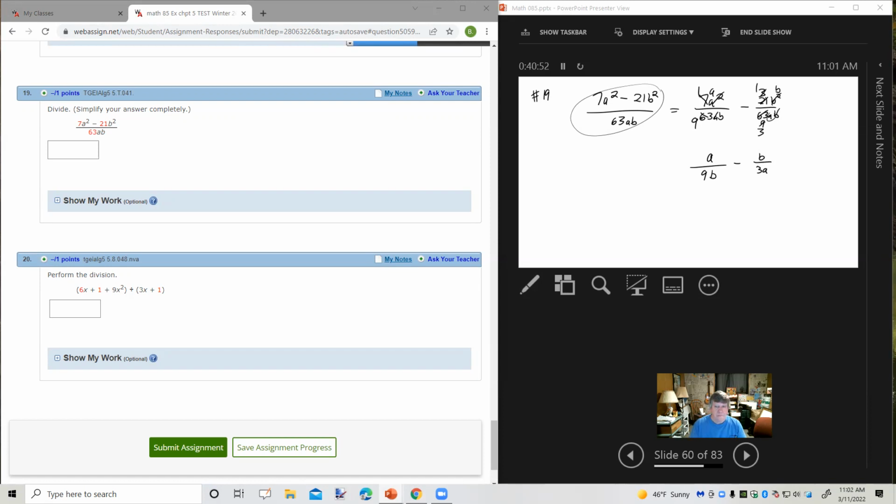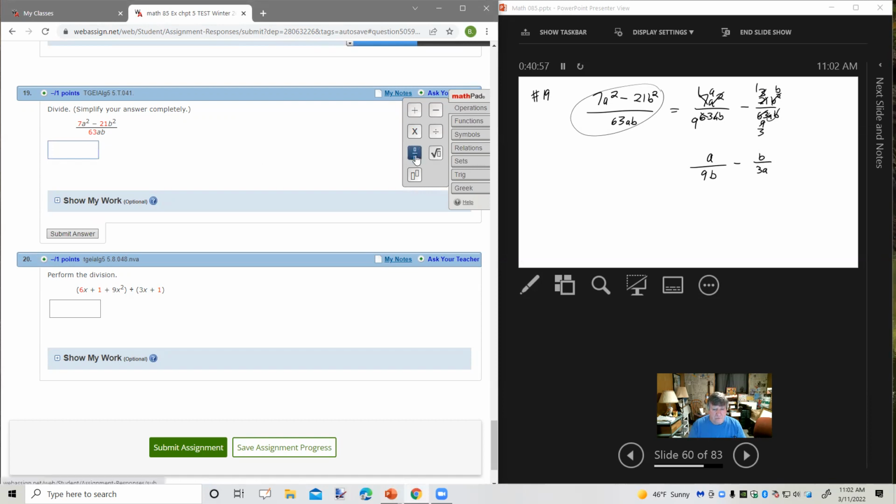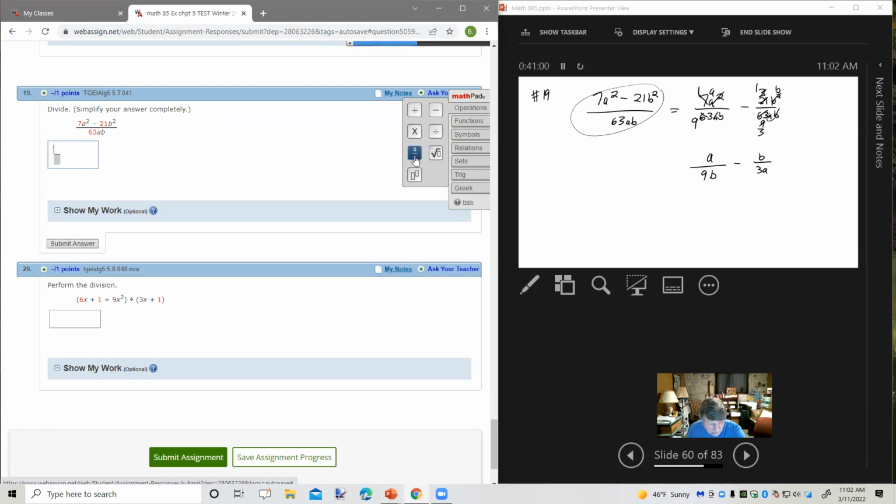Okay. All right. Let's see here. We need a fraction. So we've got a. Also, again, don't change cases. If it's a lowercase a, don't use a capital A. It's not the same. This is 9b. And then minus another fraction, b divided by 3a. Okay.